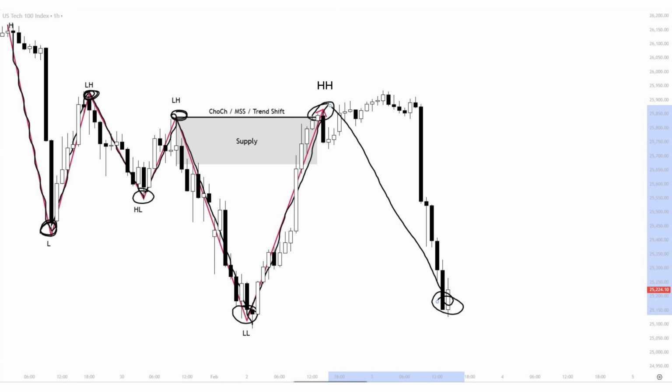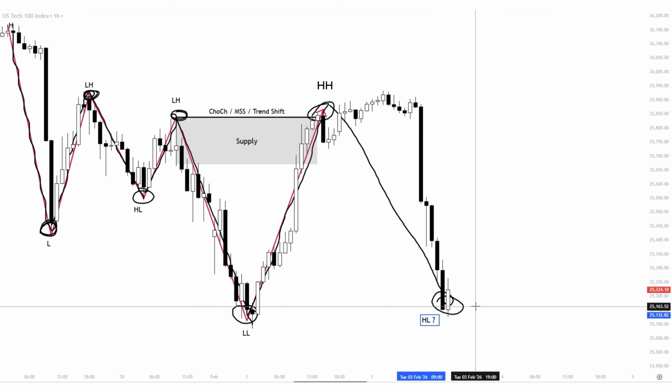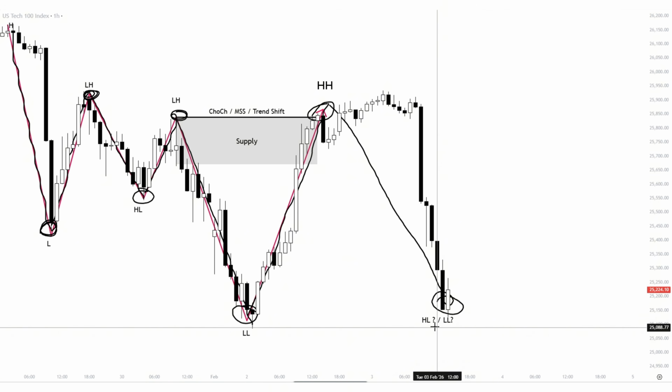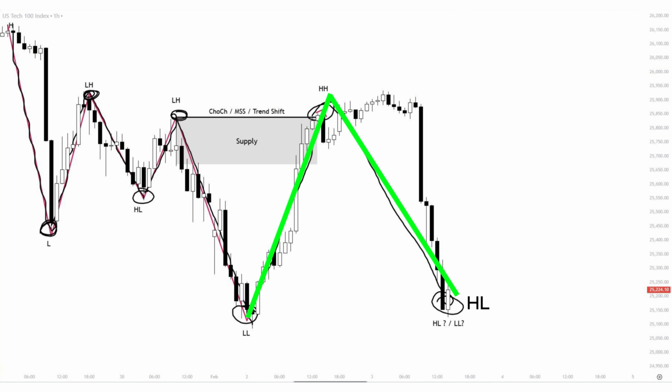So the question is, would this low end as a higher low, or will it end as a lower low? Usually based on the market structure, after a higher high has been set, the common swing level of the low is a higher low. But the problem here is that the last low was a lower low, so we don't have a confirmation. It would have been easier if we had multiple higher lows in a row.